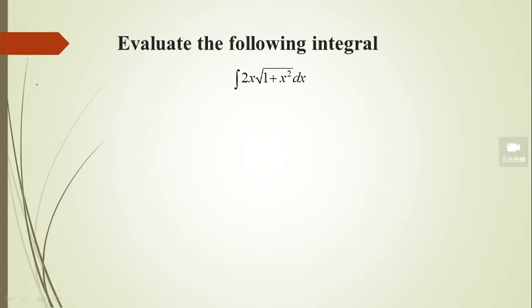Let me explain. We can let a transition variable u, and we usually use the letter u. Since under the root is not x but a function of x, I can let this part be u. Now u is 1 plus x squared. What is du over dx? It is pretty easy: 2x.